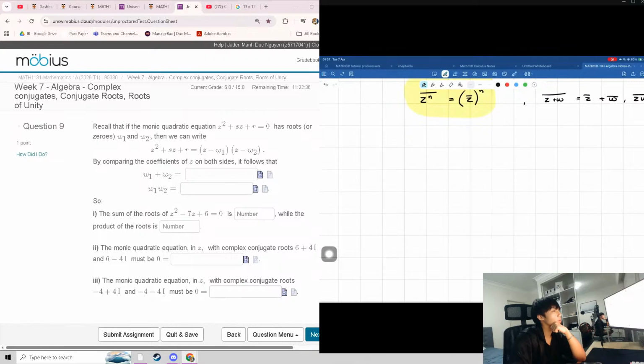I'm asked about a monic quadratic equation. And yes, because let's say the equation has the roots W1 and W2, then because it's monic, the coefficient of Z is going to be 1. So it's going to be Z minus a root and then Z minus the other root.